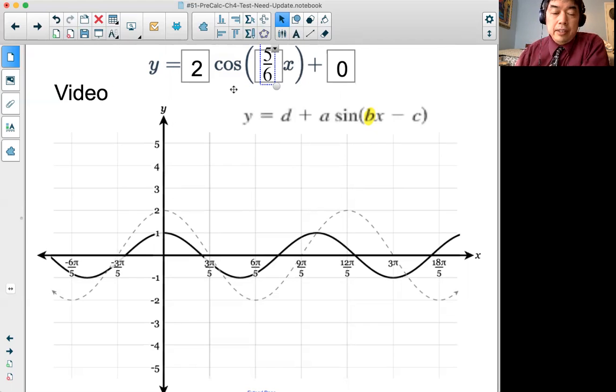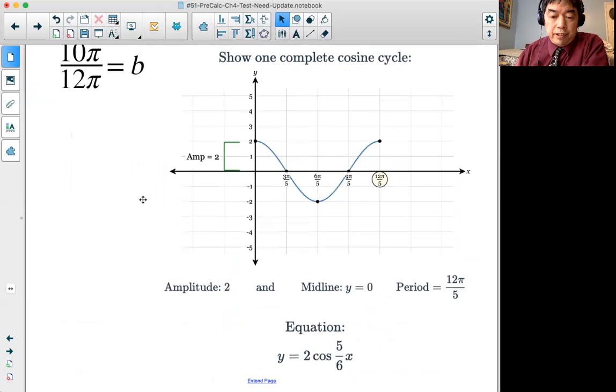So this is going to be the final answer. Okay, and I wonder if they have the final answer here. 2 cosine 5 over 6x. Okay, so this is how you do it. And if you have any questions, please come to my office hours. Okay, bye.